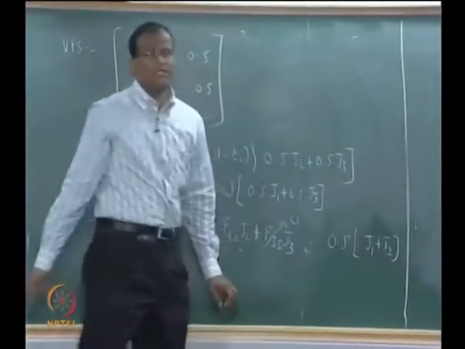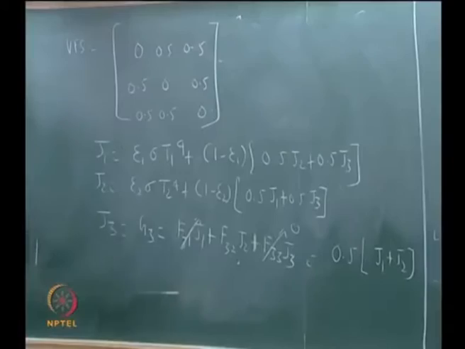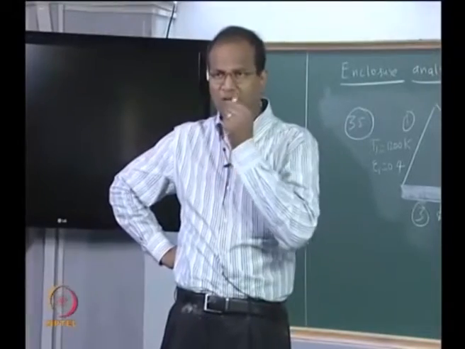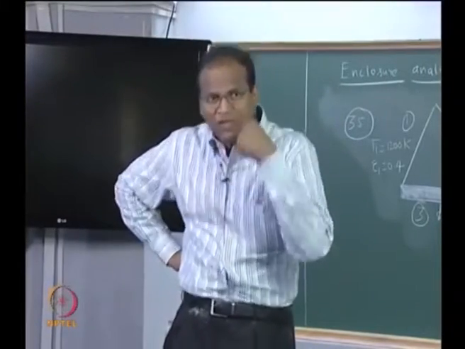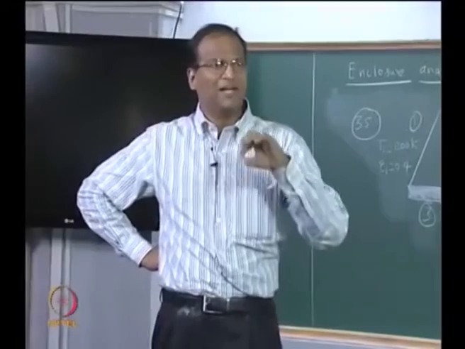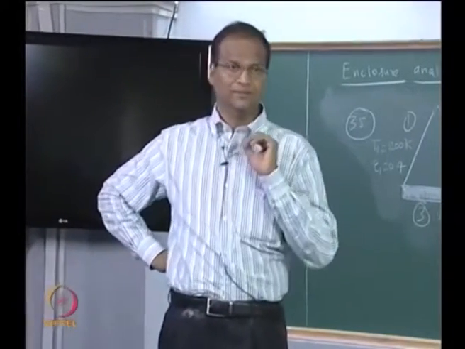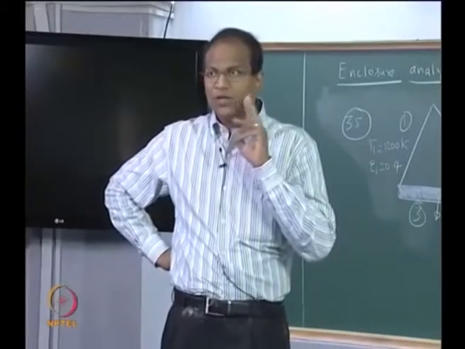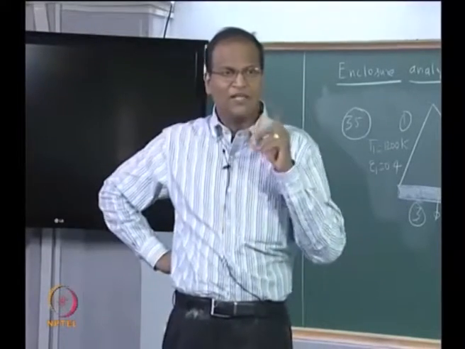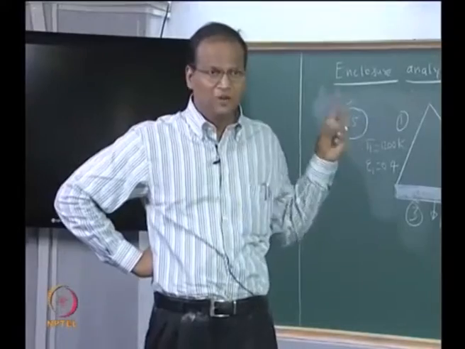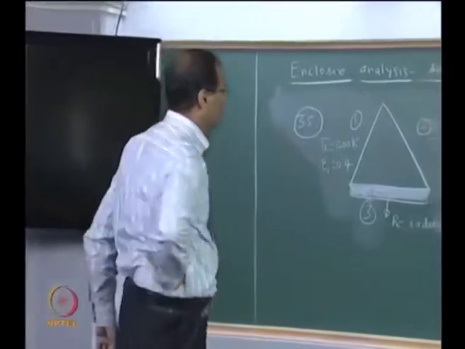So, this is a crucial step in an enclosure involving a re-radiating surface. Even if you have n surfaces, you will have to solve for only n minus 1 equations, because for the re-radiating surface the radiosities can be directly expressed in terms of the radiosities of the other surfaces. So instead of solving 3 simultaneous equations you have to solve for only 2.